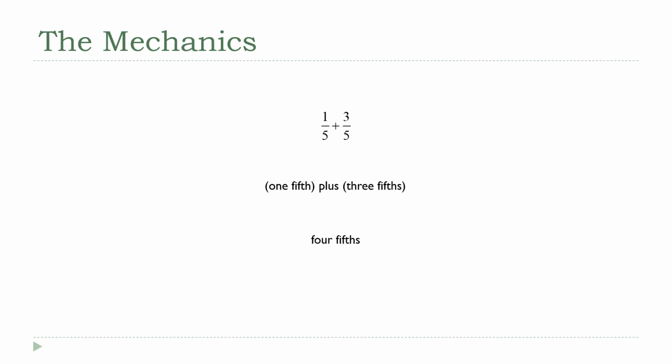If this is too abstract for your students, try doing it with apples. If you have 1 apple plus 3 apples, how many apples do you have? Well, then it's obvious, right? You've got 4. Well, replace apple with fifths, and you get this exact same result here. You end up with 4/5.